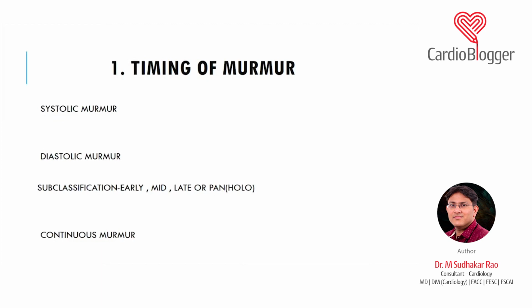Now next classification is a continuous murmur. We know the continuous murmurs are heard both during the systole and the diastole, and they encompass the second heart sound. You may not be able to hear the second heart sound because the murmur encases the second heart sound in itself. So that is a continuous murmur.